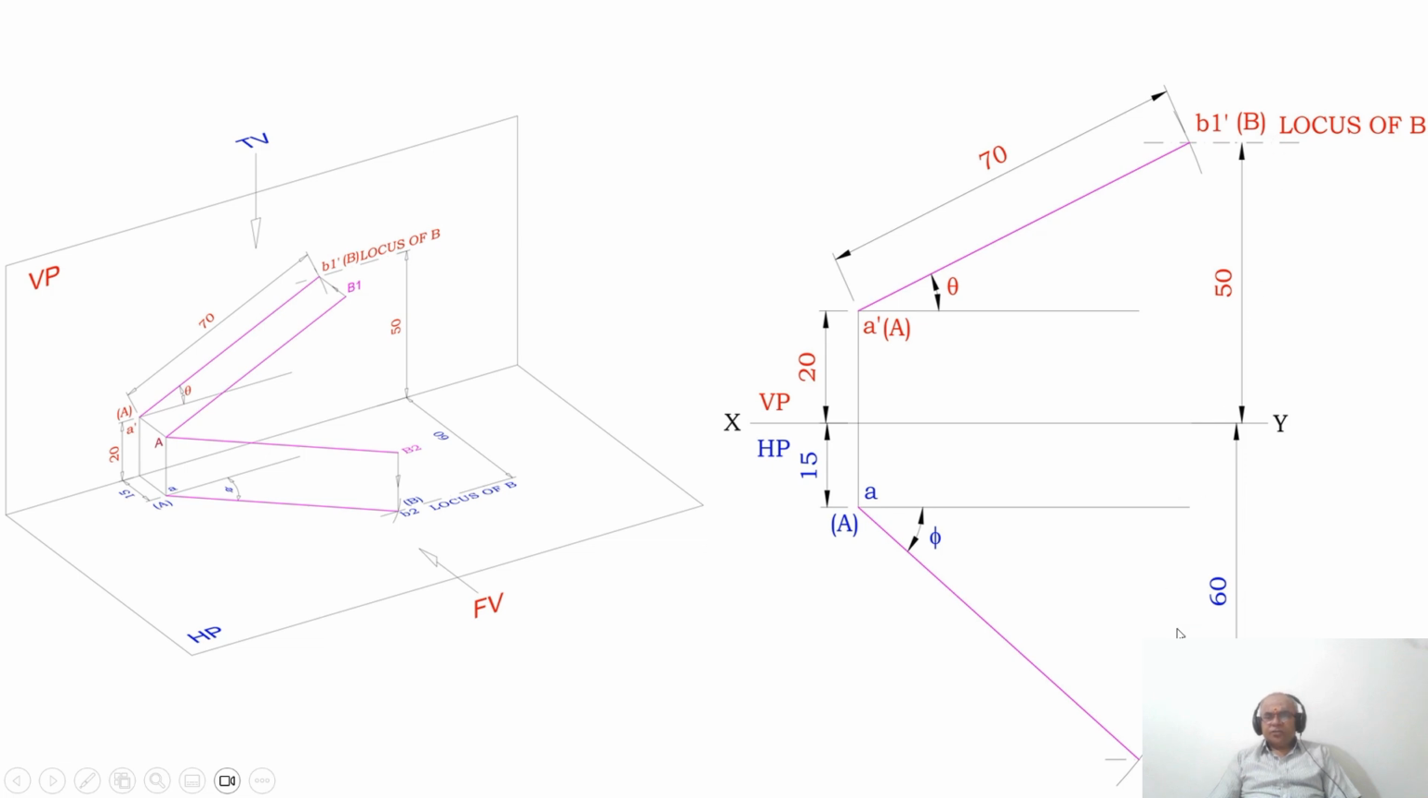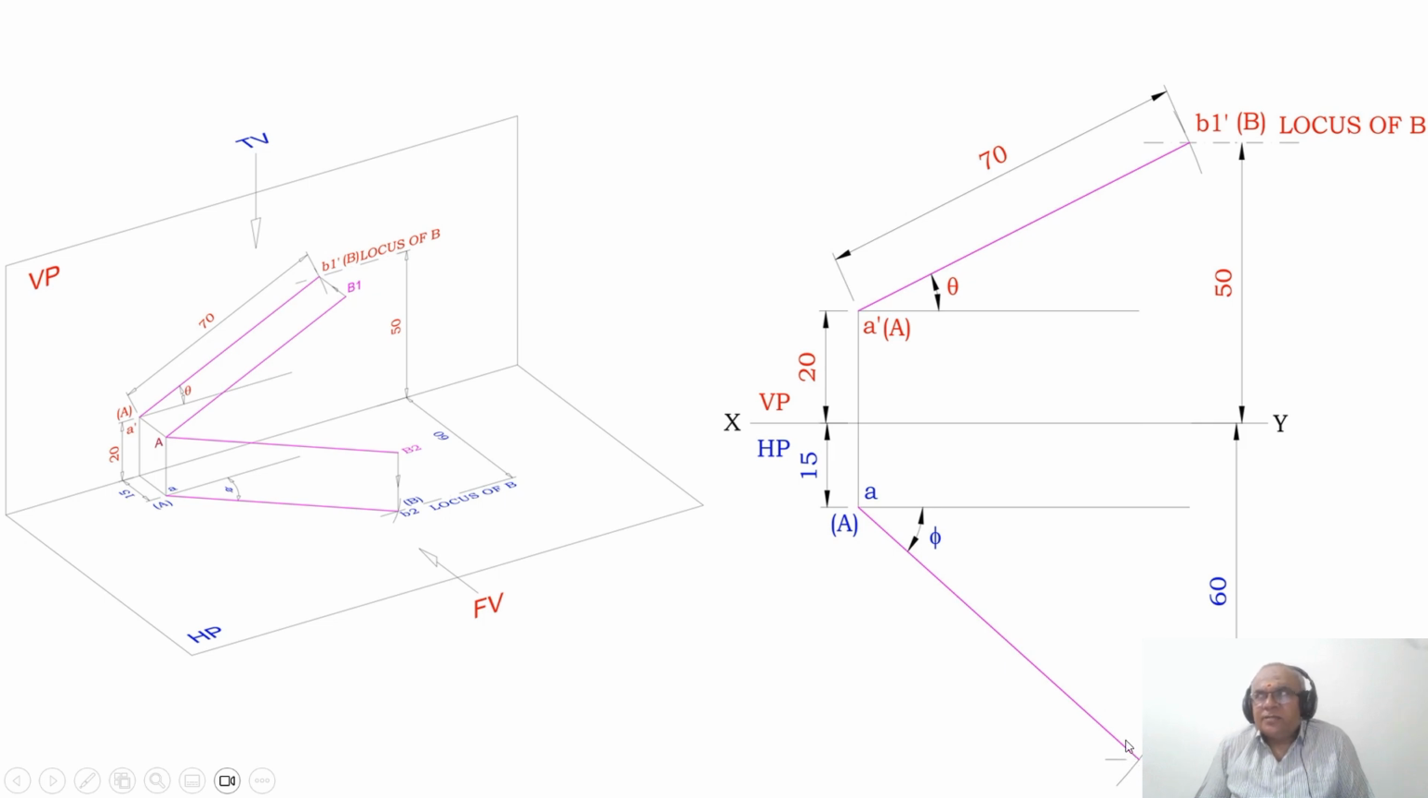Now, once you get this locus of B, what I want to do now is take the true length line. The true length line is given, which is 70. What is the meaning of locus of B? The locus of B means the other end point of the true length line B should lie on this locus, both in the front view as well as in the top view.